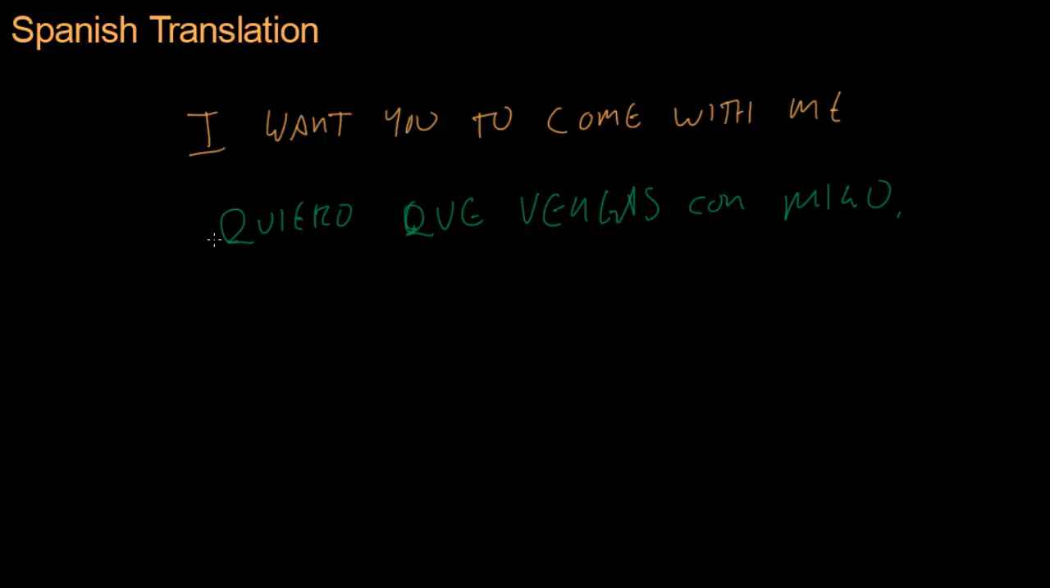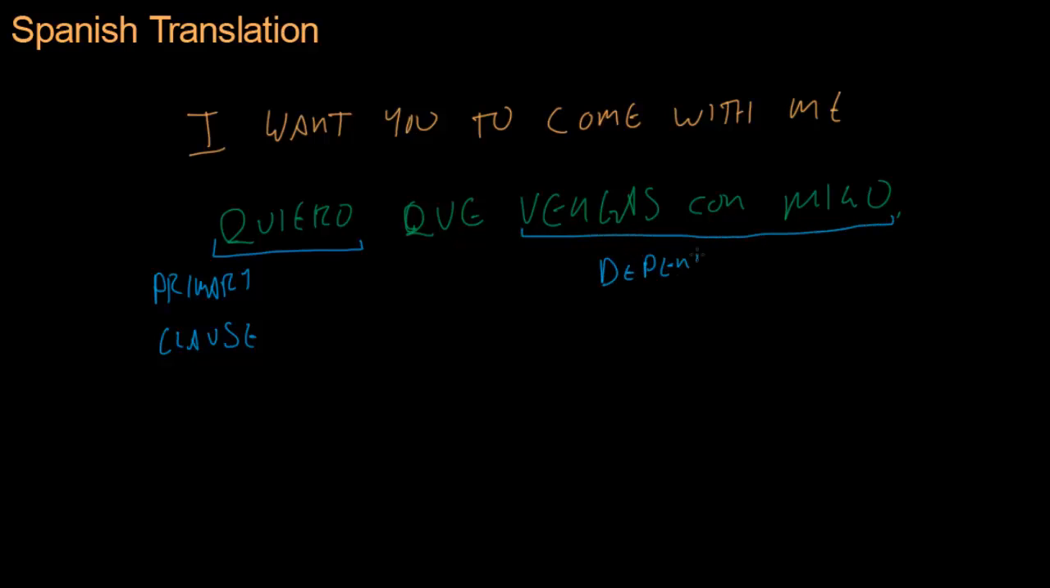And we're going to break down this phrase and figure out what are all the different parts and how I translated it. The first part here is quiero. This is the primary clause, or main clause. And then on the right we have vengas conmigo, which is the dependent clause. And in the middle we have que, which is a connector. It connects the two clauses together.